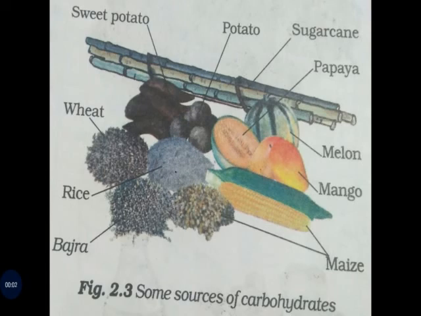Now, in this picture, you can see some of the food items that contain carbohydrates. Carbohydrates mainly provide energy to our body. Foods containing carbohydrates are known as energy-giving foods.